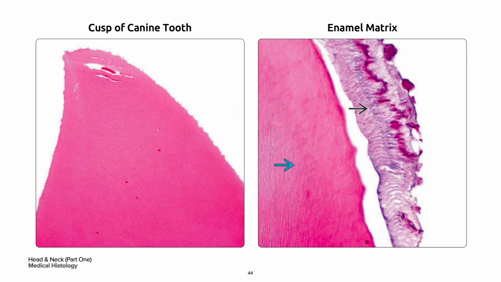On your right is the enamel matrix in a single black arrow, or the immature enamel, which is less mineralized and can be seen on a routine H&E. Mature teeth do not have the enamel matrix. However, this specimen is from an odontoma. Note also the underlying dentin in single blue arrow.